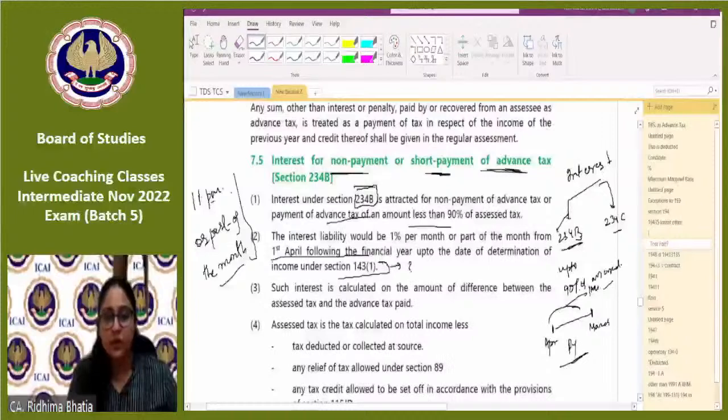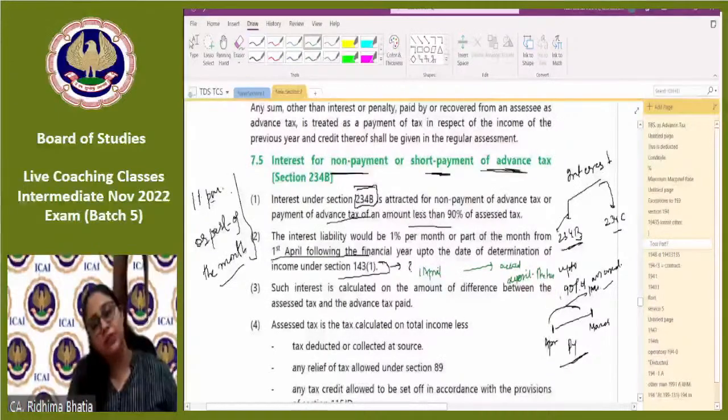The government will calculate obviously as per this, but for you, you will calculate it from 1st April till the time you actually deposit the tax. आपने गवर्नमेंट का पैसा कितने दिन नहीं दिया? So from 1st April till the time you actually deposit the tax.